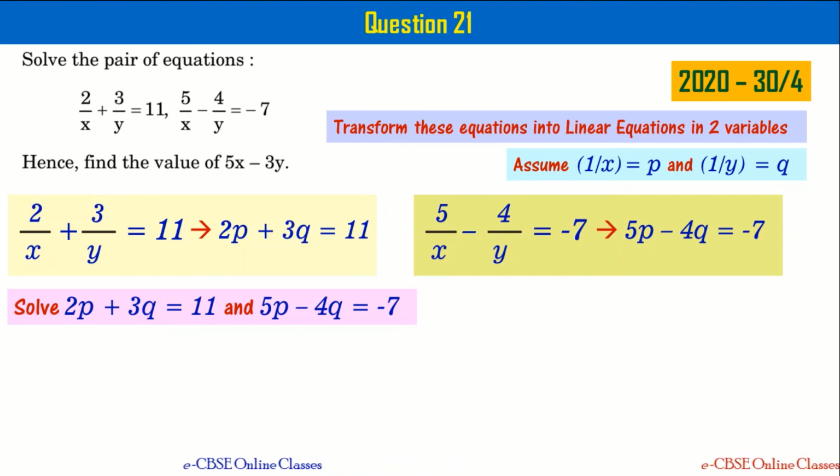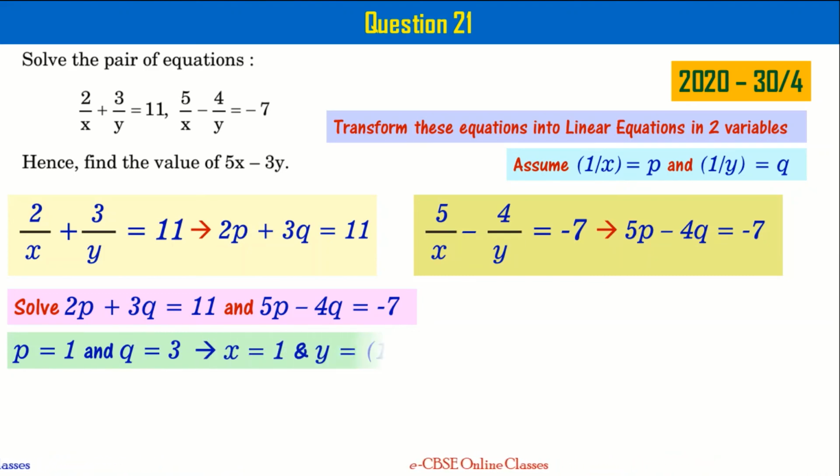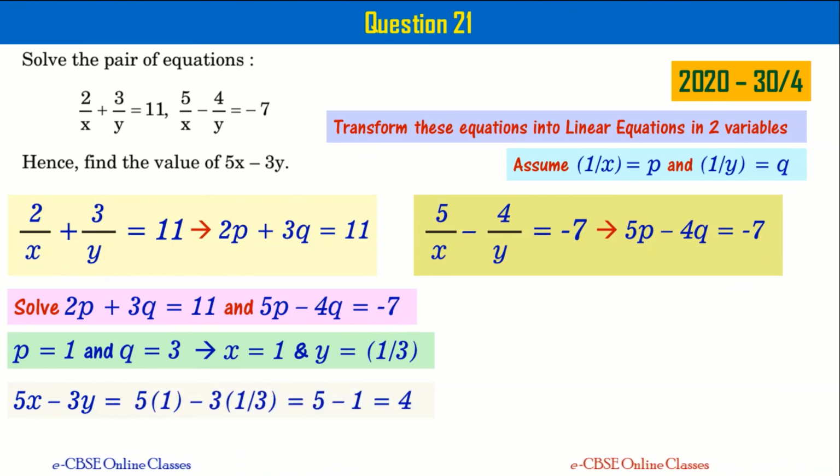You can use any of the methods, and when you solve, you get p equal to 1 and q equal to 3. It means that x is equal to 1 by p, that is equal to 1, and y is equal to 1 by q, that is equal to 1 by 3, right? Now we have to find value of 5x minus 3y. Let's substitute x equal to 1 and y equal to 1 by 3 into this equation and simplify such that you get 5x minus 3y equal to 4. This is the answer we are looking for.